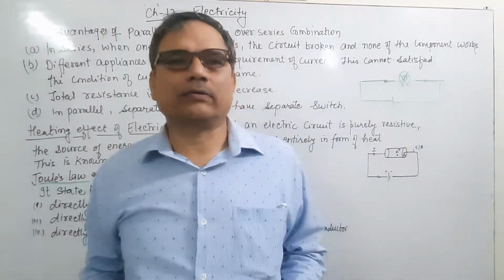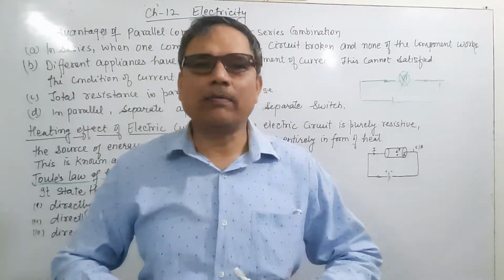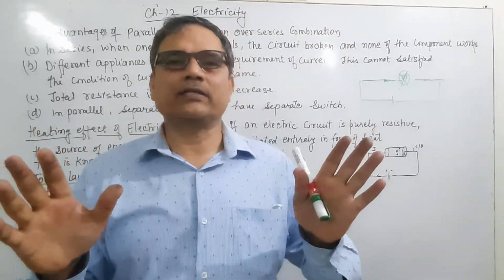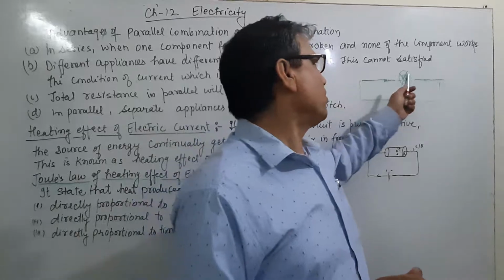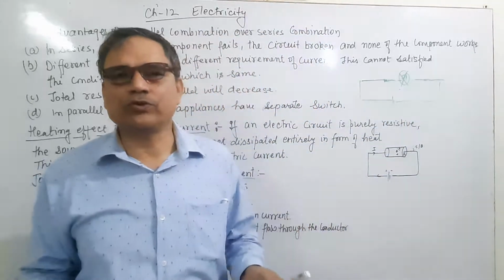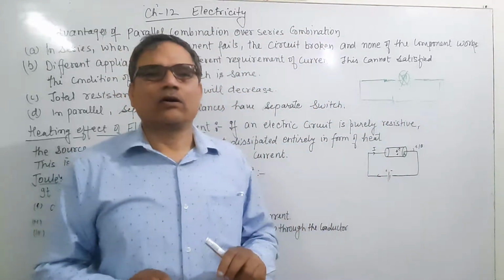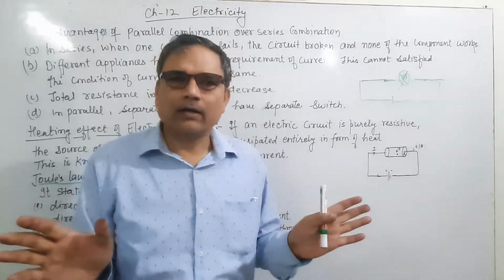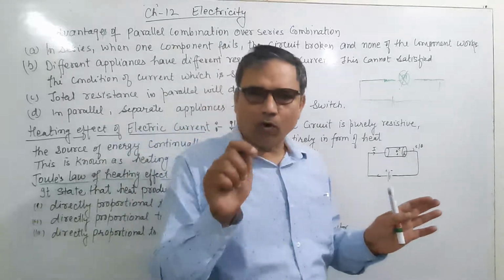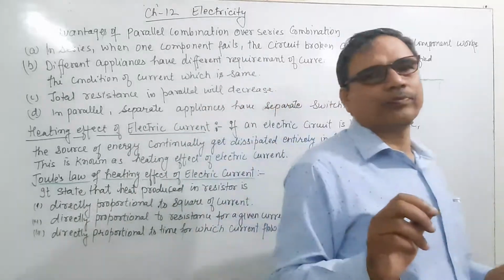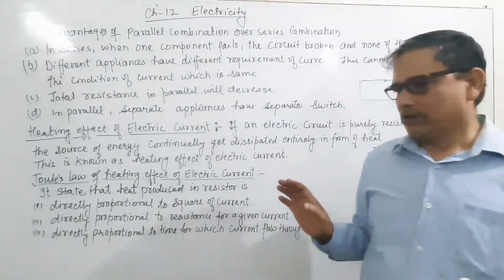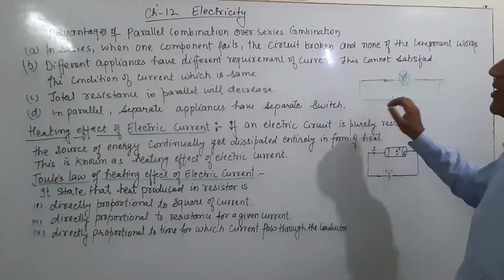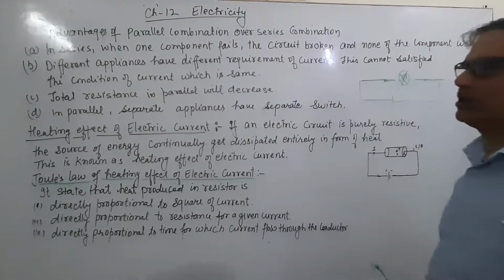No one will work, whether it is a bulb or any electrical appliance, if any one of them gets fused, damaged or broken. Why? Because the circuit will automatically break, meaning the circuit is open. Open means no current flows. Therefore, this is the first drawback, and that is why we are not using series.